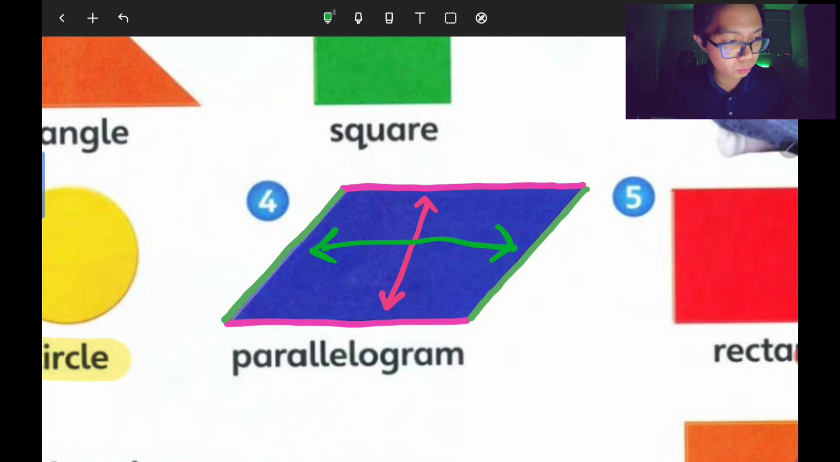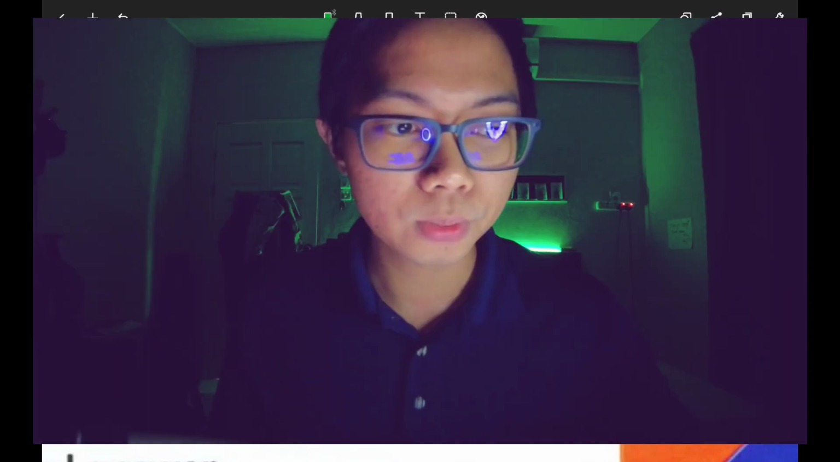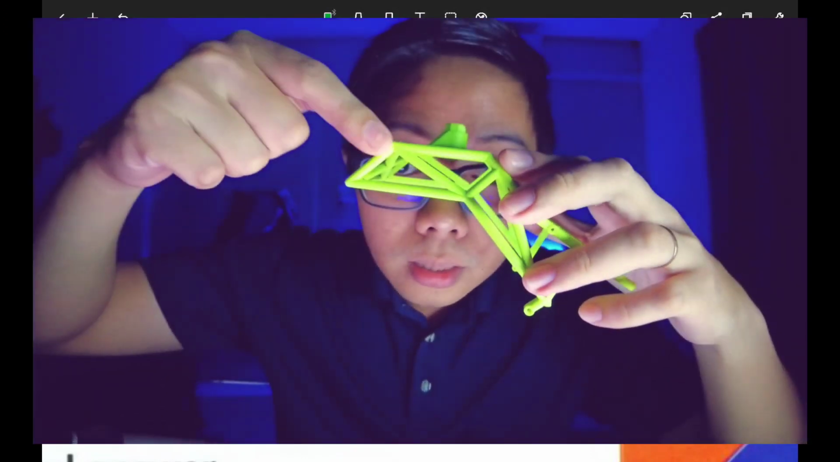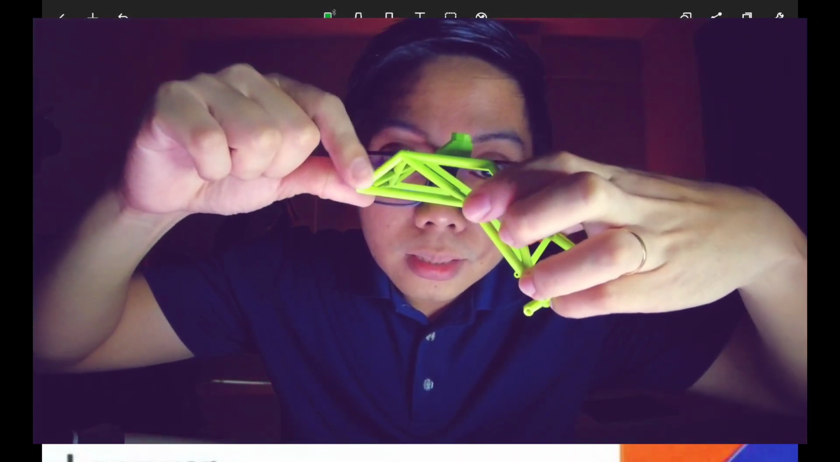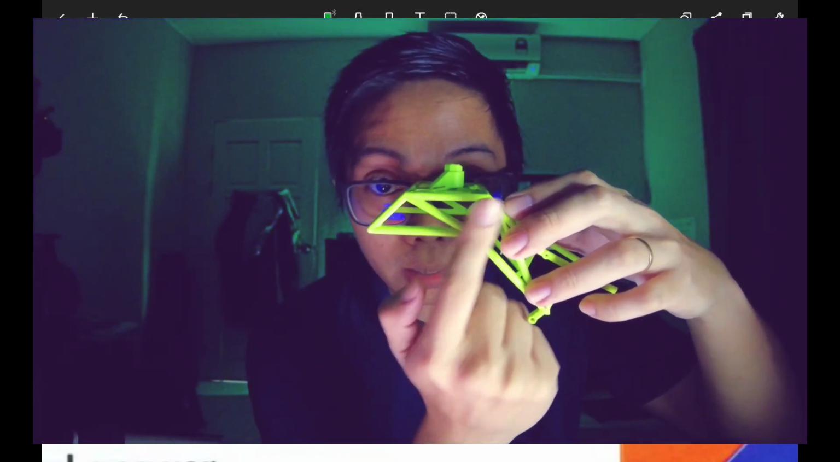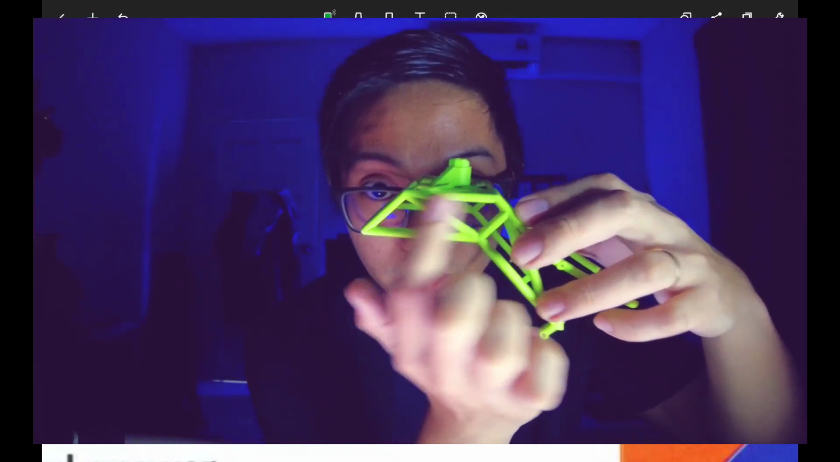So I'm not sure about you, it's quite hard to find an object that has this shape. Agak sukar untuk mencari benda yang ada bentuk ini. I'm not sure about you, but for me it's hard. So one of the examples that I can find in my house is this one. I'm not sure if you can see this. Can you see this? This has the same length. But the horizontal line, garisan melintang, ada panjang yang sama juga. Okay.